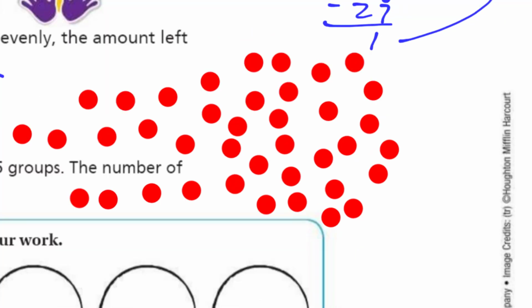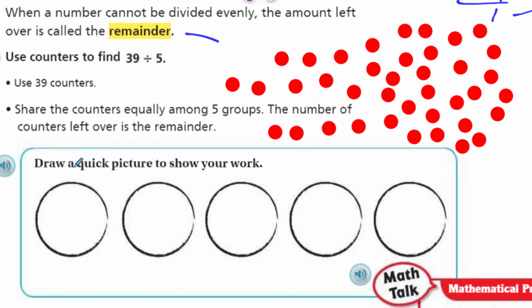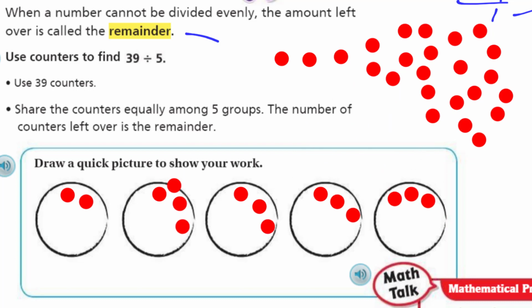Okay, well, I have 39 counters. I hope I counted them out correctly. So use 39 counters. Share the counters equally among the 5 groups. So if I start dragging these, I should be able to just drag them. And of course, I'm going to edit this, so it makes me look like I'm really faster than I really am. Okay, I started putting 2 at a time. I should have done 1 at a time, but now I have 3 each.